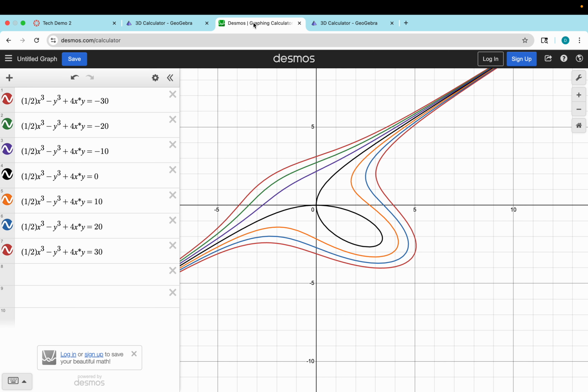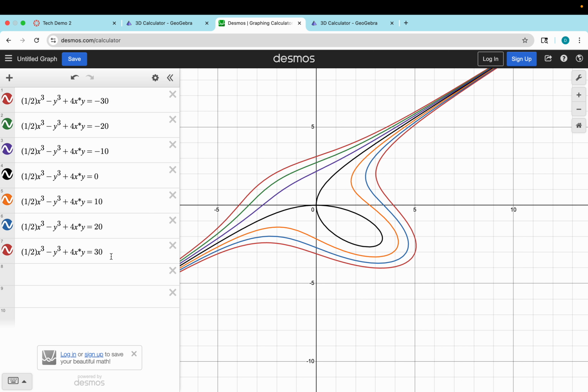For task 2, I created a contour plot of the function f of x, y equals 1/2 x cubed minus y cubed plus 4xy using Desmos, which is great for 2D graphing. A contour plot shows level curves where the function equals constant values. These represent horizontal cross-sections of the surface.